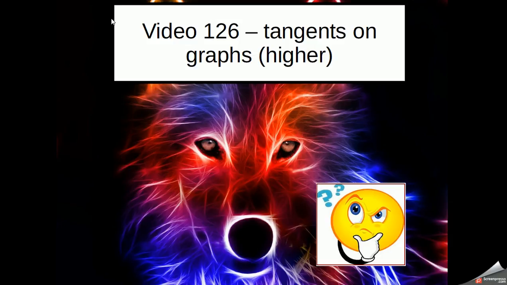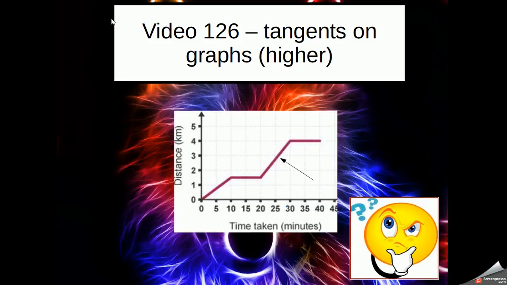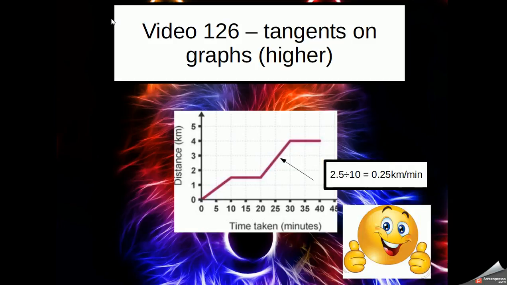In previous videos, we looked at how to work out the tangent on a graph. We had a distance time graph, for instance, such as this, or it could be something like a linear algebraic equation. And what we had to do was divide the distance in y, or the amount that y has changed, by the amount that x has changed. In this case, the distance by the time.